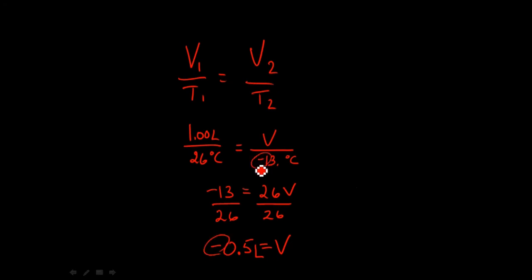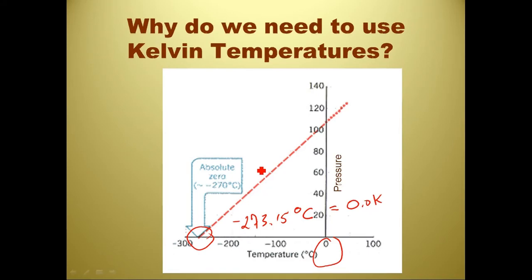The reason it's got a negative sign is because we're using a temperature scale that allows for negatives. That's why we use the Kelvin scale, so that we have absolute temperatures that are absolute values. They're not negative. So in summary, don't use Celsius, don't use Fahrenheit. Use Kelvin for all gas law problems. Otherwise, you're going to get a nonsensical answer.